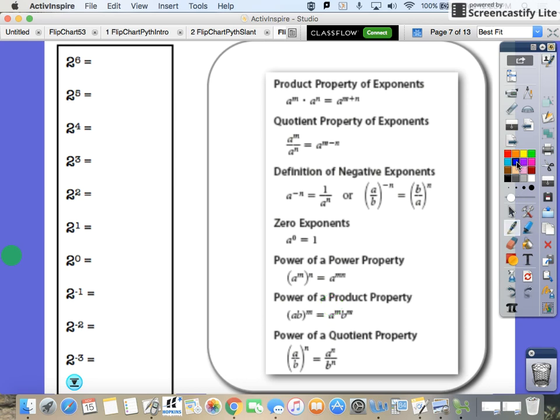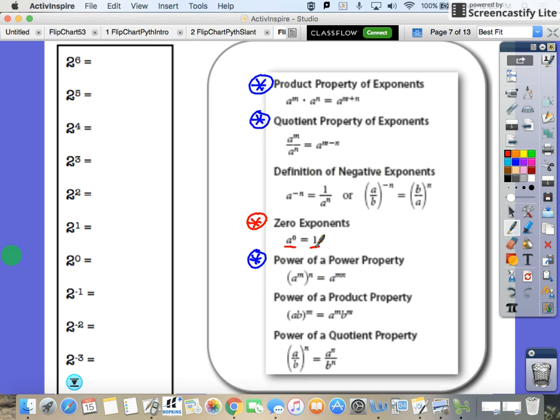The rules that we discussed on the previous page also exist on this page, specifically the product property of exponents and the quotient property of exponents, as well as the power of a power. One property that we'll talk about real quick on this page is the zero exponents property. Basically, it says any number to the zero power equals 1.